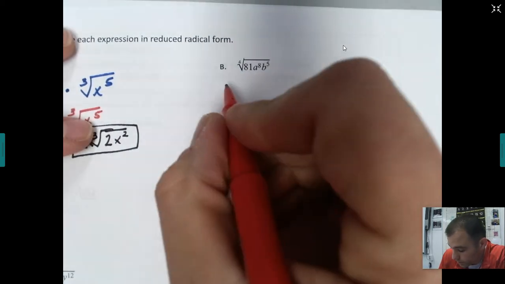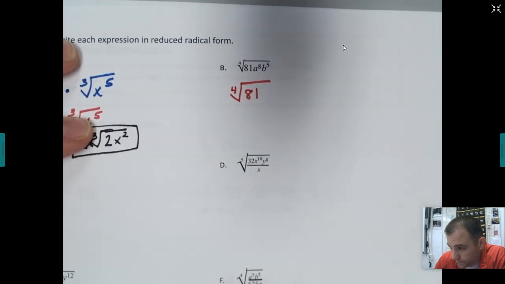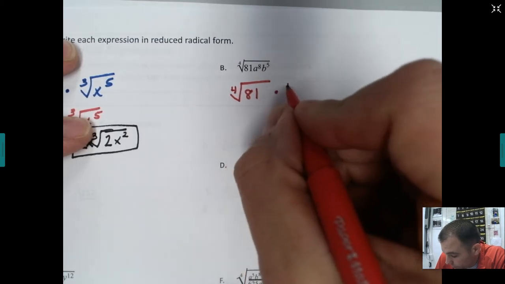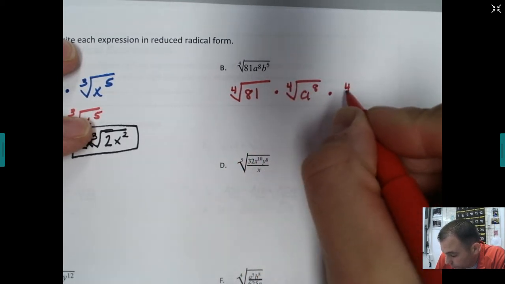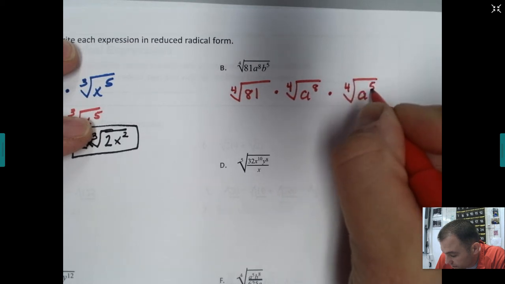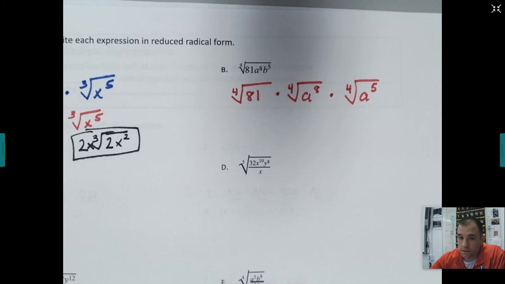So it's one big radical, so I'm going to split it up. The 4th root of 81 times the 4th root of a to the 8th times the 4th root of a to the 5th power. Okay, so I split it up.